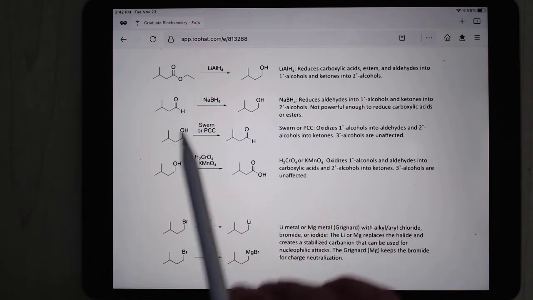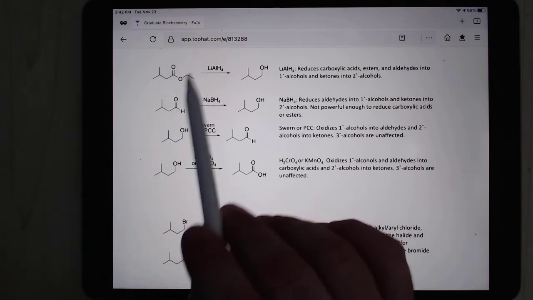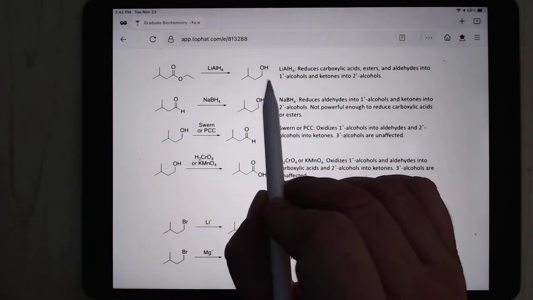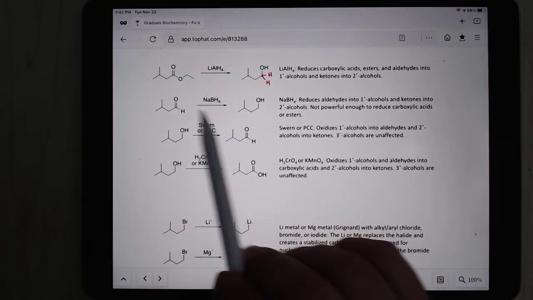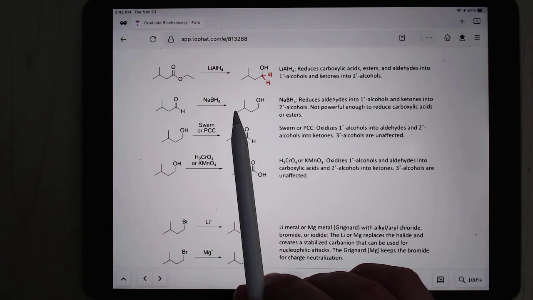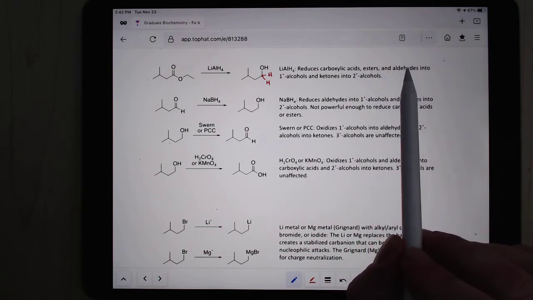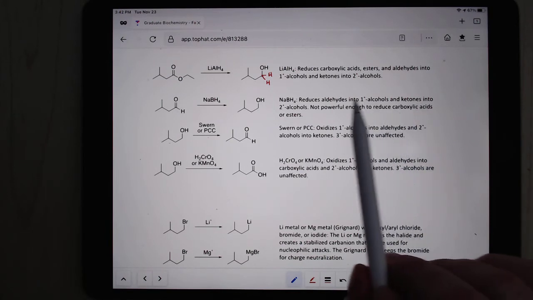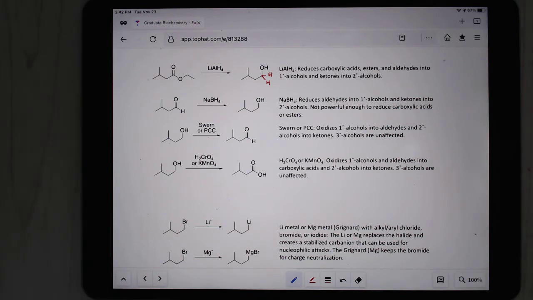So for lithium aluminum hydride, okay, with that, this is a source of H-. So this can actually take things all the way down from esters all the way down to alcohols, because you go from no CH bonds to 2. Okay. Now for sodium borohydride, it can do the aldehydes and ketones, but it's not powerful enough to do carboxylic acids or esters. Okay.